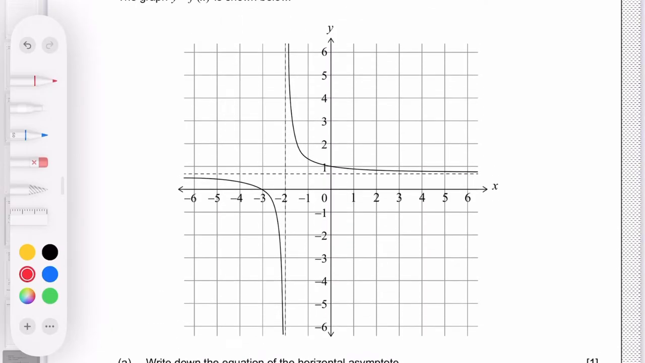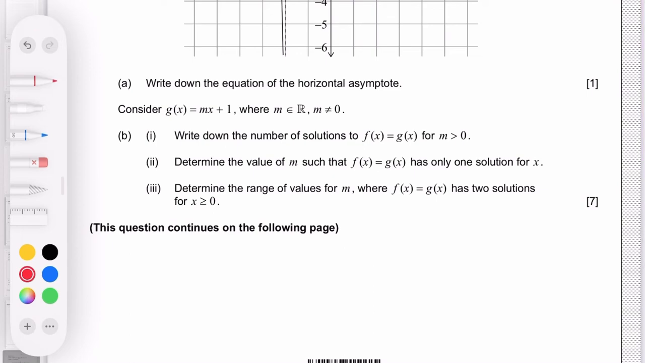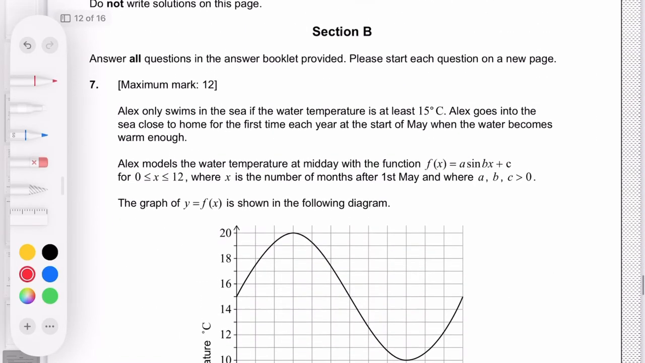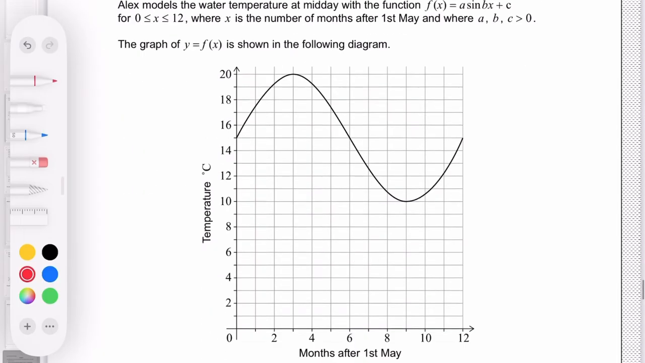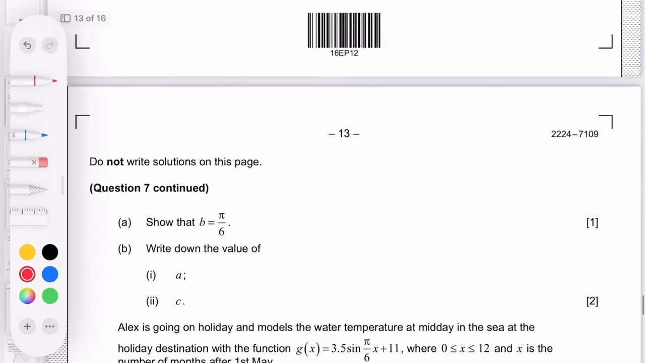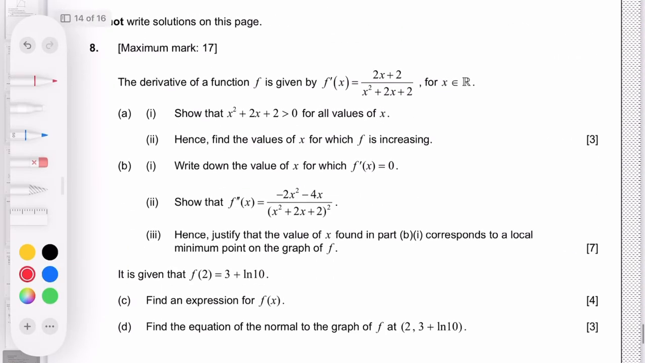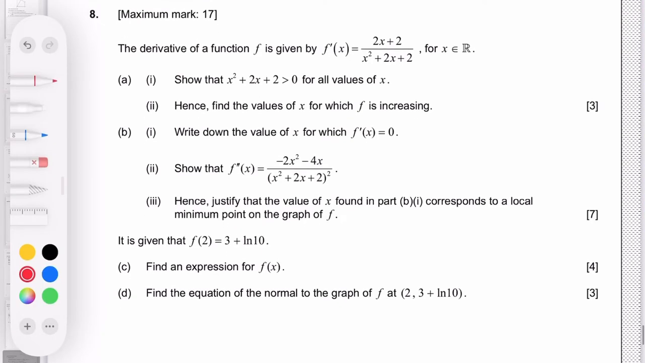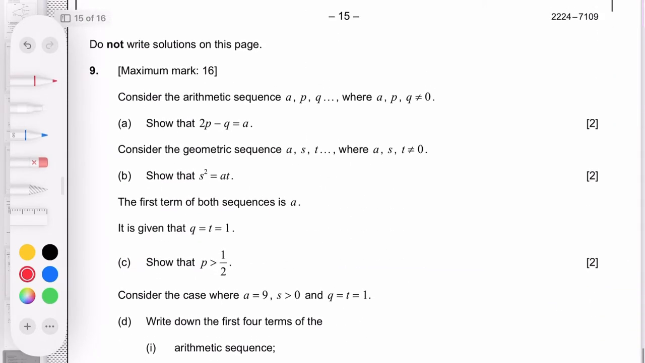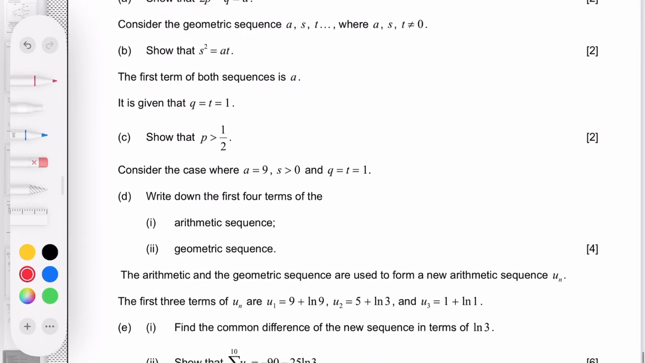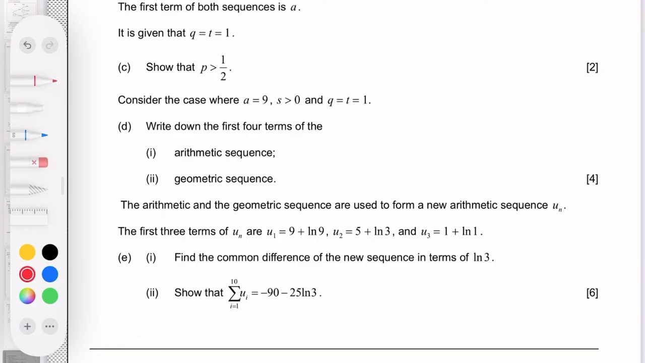Here's the graph. There's a lot of graphs. Okay, this one not quite hard. 7. Oh, another graph. Alright. Then here are the questions. Question 8. Then 9. Some sort of sequence. So it's a mix of arithmetic and geometric. Part D and E. That's 4 terms.